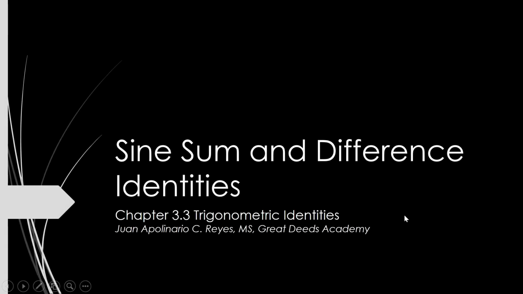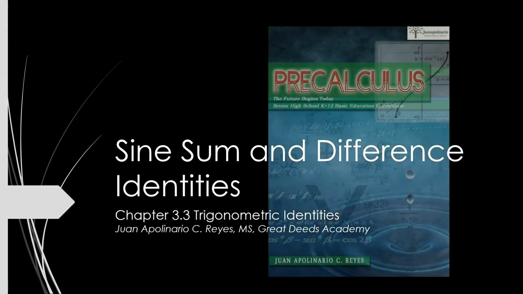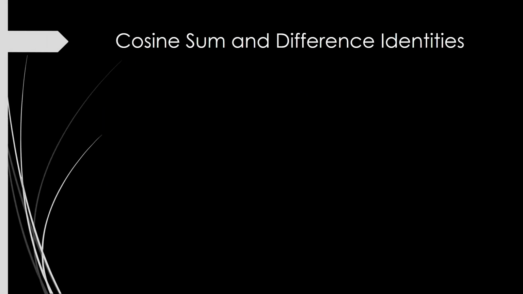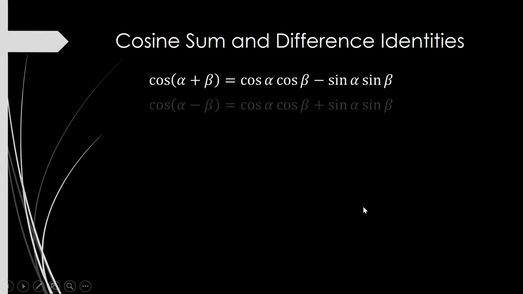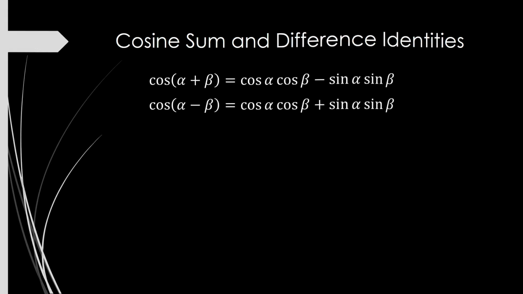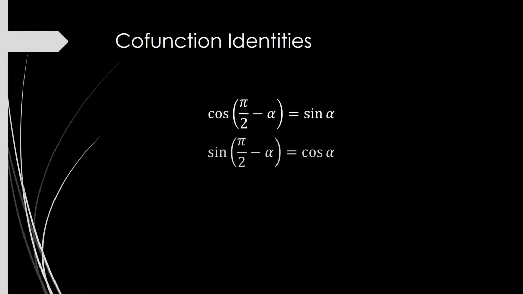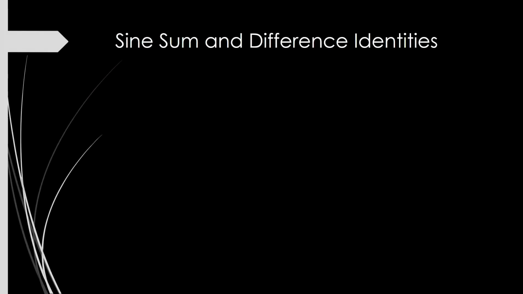In this video, we will derive the sum and difference identities for sine. So by now, you know how this goes. We began from the fundamental identities, the Pythagorean identities, and then using those two identities, we proved the theorem, our sum and difference identities for cosine. And then using this, we came to the cofunction identities. So what we are going to do now is we will show and derive the sum and difference identities for sine.